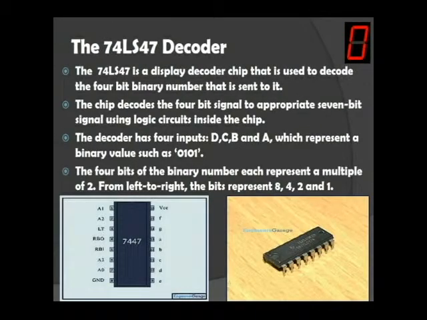The 74LS47 decoder. This is a display decoder chip that is used to decode the 4-bit binary number that is sent to it. The chip decodes the 4-bit signal to the appropriate 7-bit signal using logic circuits inside the chip. The decoder has 4 inputs D, C, B and A, which represent a binary value such as 0101. The 4 bits of the binary number each represent a multiple of 2. From left to right, the bits represent 8, 4, 2 and 1.